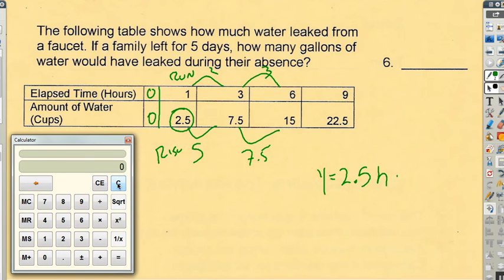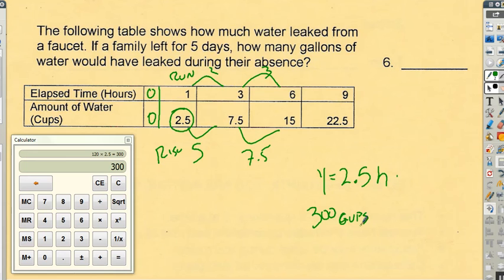How many hours are you gone if you go for 5 days? And we are going to assume if you leave at 6 in the morning, you're arriving at 6 in the morning, exactly 5 days. So we have 5 times 24. So that's 120 hours times 2.5. And so you get 300. But 300 what? 300 cups. I just guessed.